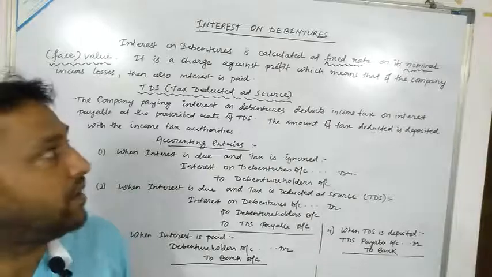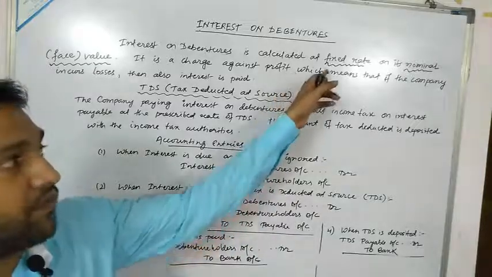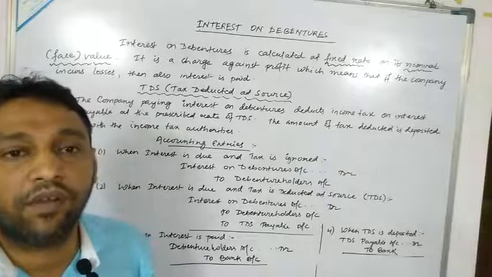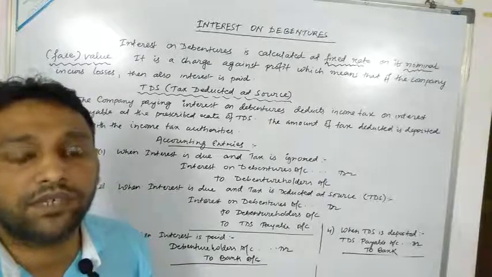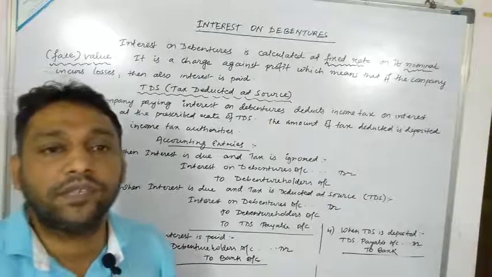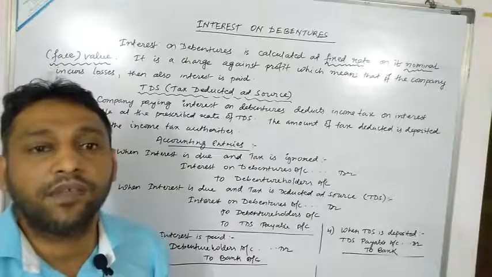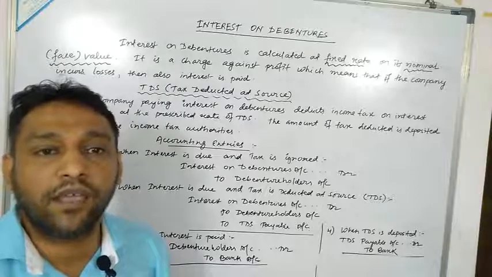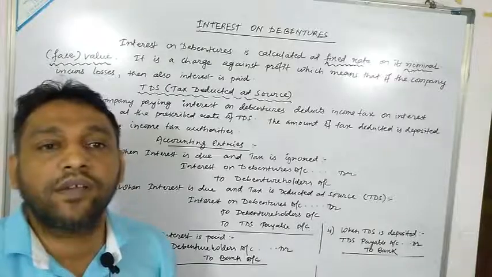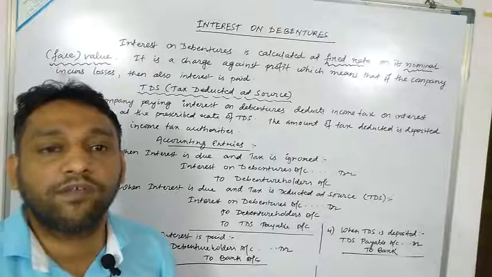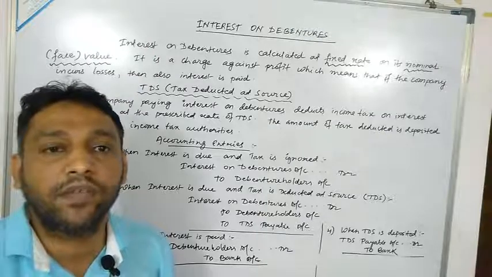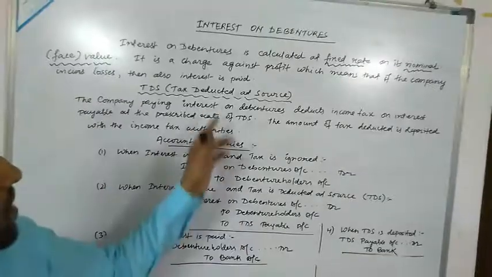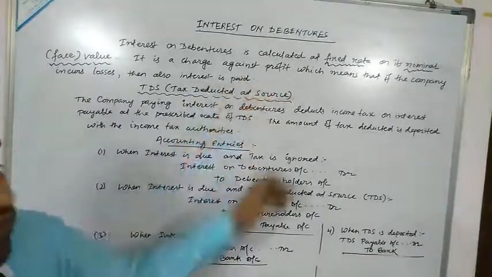Generally, in interest on debentures we have to calculate the interest, and interest is given on the nominal value of debentures. Suppose 12% debentures rupees 1 lakh, that means the face value of debenture is rupees 1 lakh, and we are required to calculate interest. 12% of rupees 1 lakh would be rupees 12,000. Now it is a charge against profit.